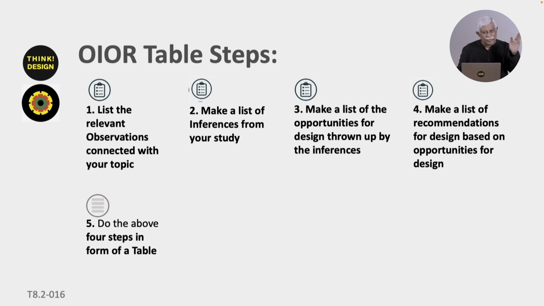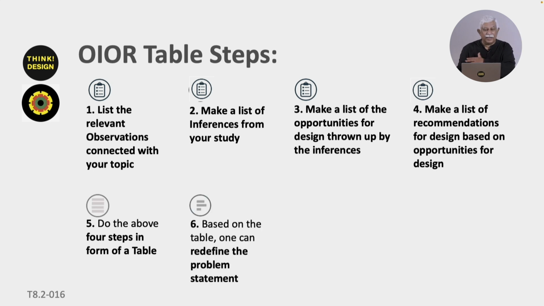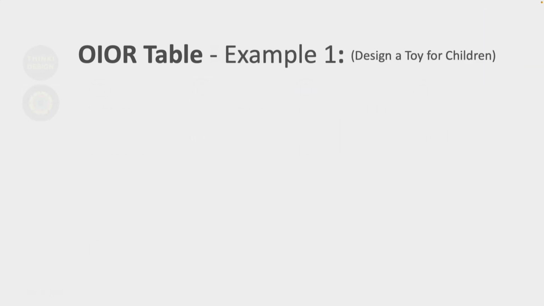And you can do this as a form of a table, and based on the table and looking at its priorities, you can actually revisit and redefine the earlier problem statement itself. Okay. So, list of observations, inferences, opportunities, recommendations, make a table and then redefine the problem statement. So, let us look at an example. This is designing a toy for children.